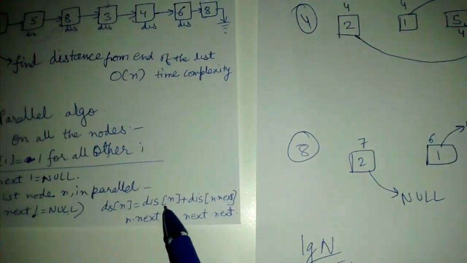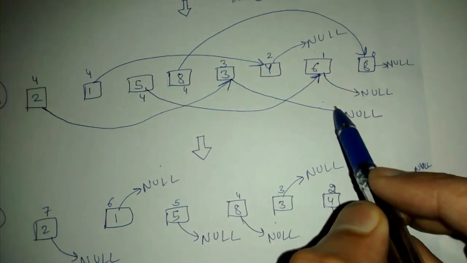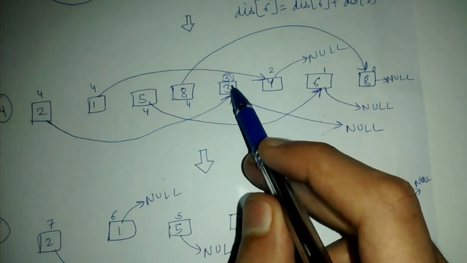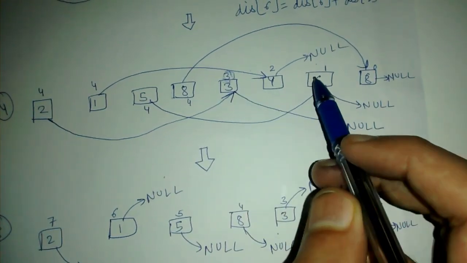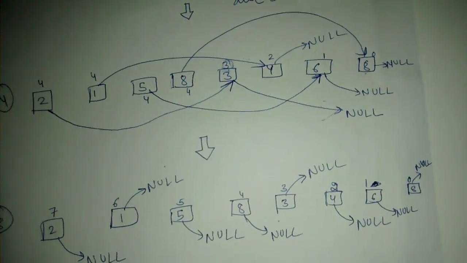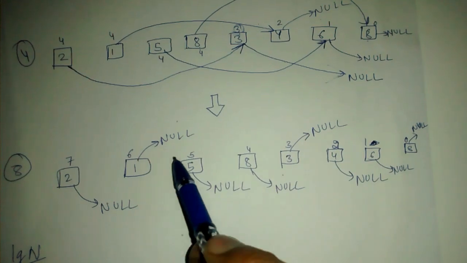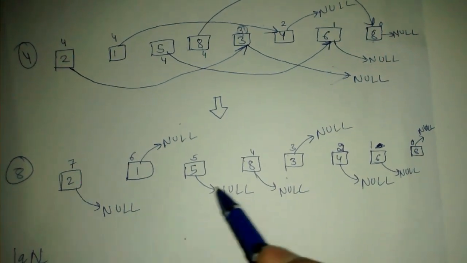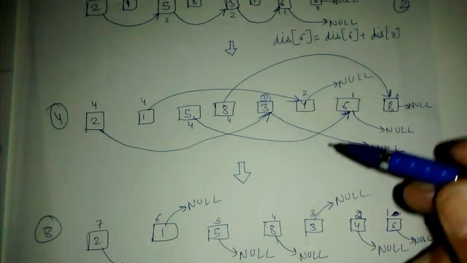This is done only if n dot next is not equal to null. Whatever is pointing to null is finalized. So in this case this is pointing to null, so this distance is finalized. So actually the distance of this element is 3, as you can see also 1, 2, 3. And in the fourth iteration everything is pointing to null, so every distance is finalized. 0, 1, 2, 3, 4, 5, 6, 7, all the distances have their actual values.